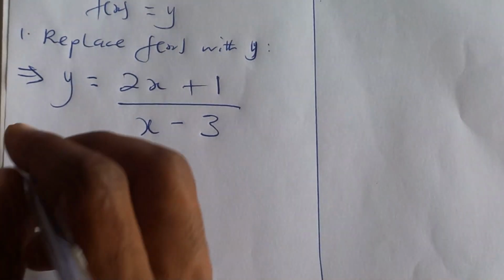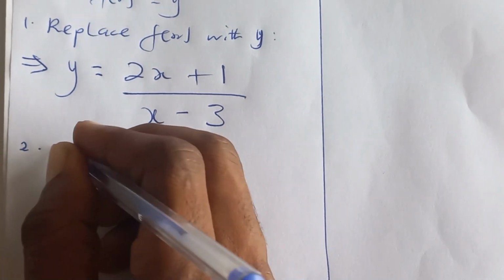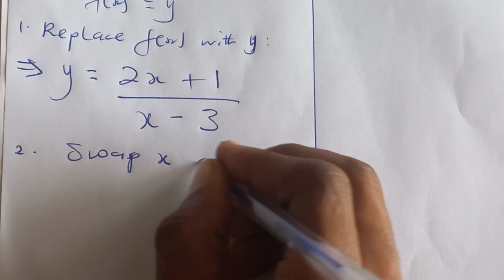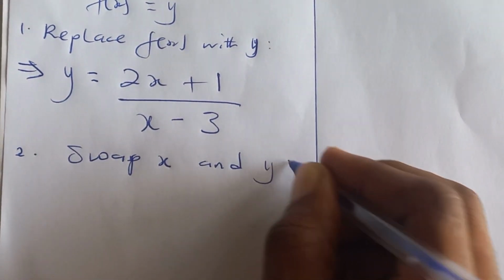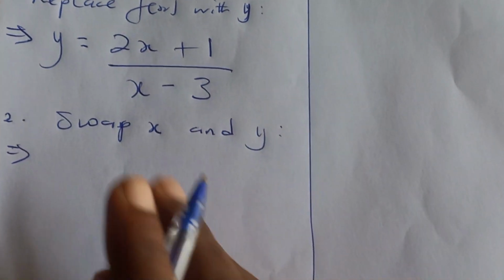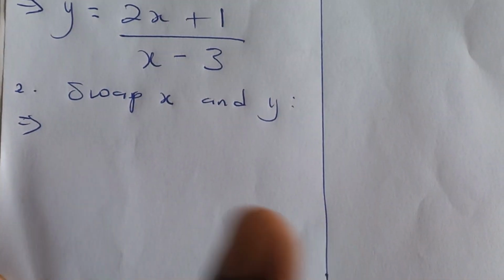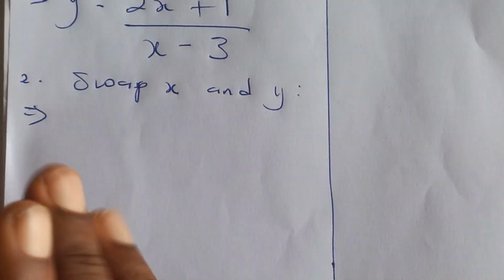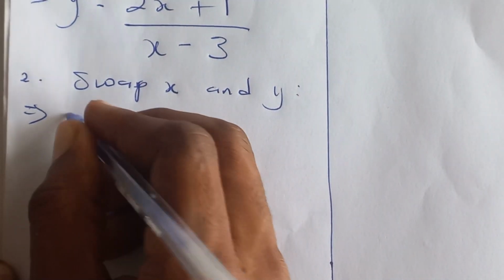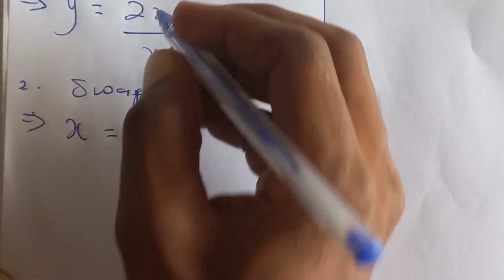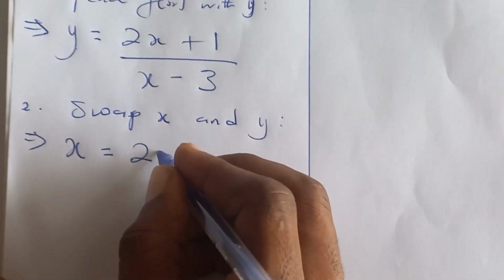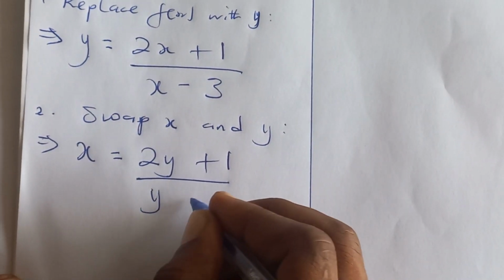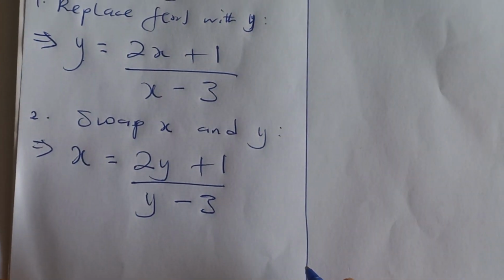The next step, that is step 2, you are supposed to swap x and y. So it means that wherever you see x, you put y there, and where you see y, you replace it with x. So in this case, this y becomes x, which is equal to 2 times what is here, x, so you need to put y there, plus 1 on, here is x, so it will be y minus 3, like this.